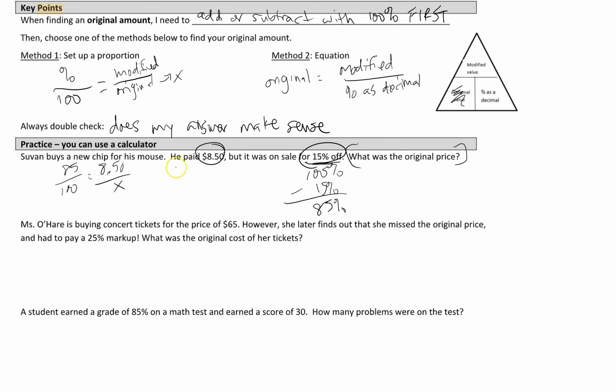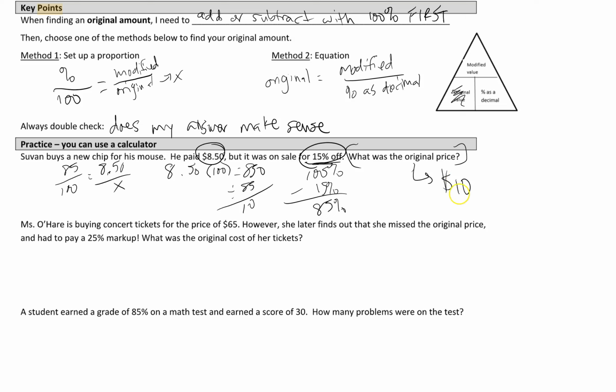All right, I'm going to cross multiply. We're going to do $8.50 times 100, which is going to get me 850. Now we're going to divide that by 85, and we're going to get $10. So original price, $10. Now let's think through it.